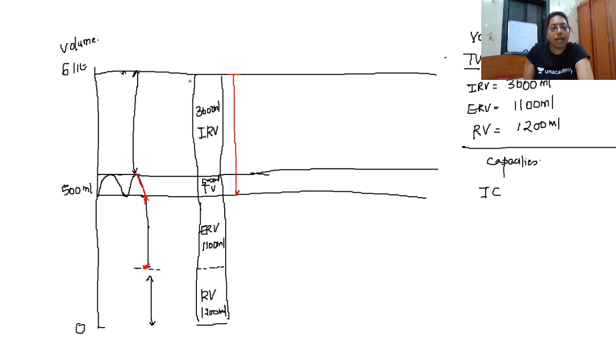That is IRV plus tidal volume, which becomes 3500 ml. Theek hai? So, this is the inspiratory reserve volume.